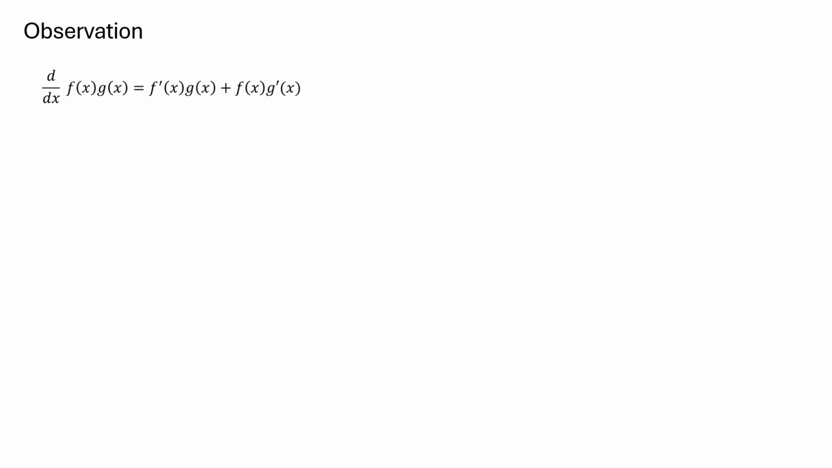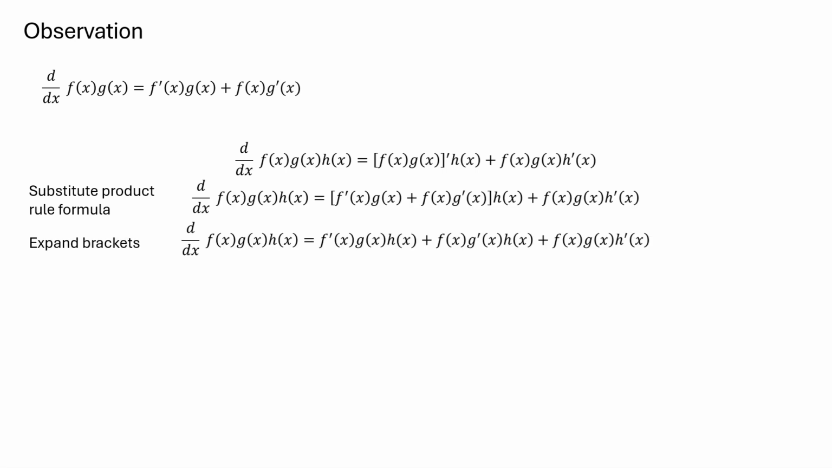Now as we know, the derivative of the product of two functions, taking fg, is equal to f prime g plus fg prime, as we know it. Now let's look at a product rule for three functions. What we can do is group the first two functions together, f and g, and use the regular product rule to differentiate the whole thing. Now you'll notice that we still have to deal with the f and g differentiated, but as we know the regular product rule, we can substitute that in, and we can expand the brackets, and there we have it.